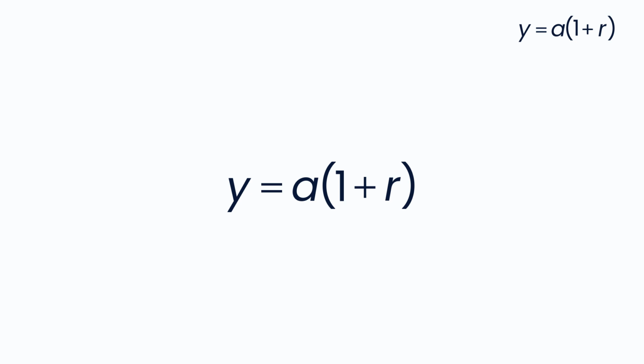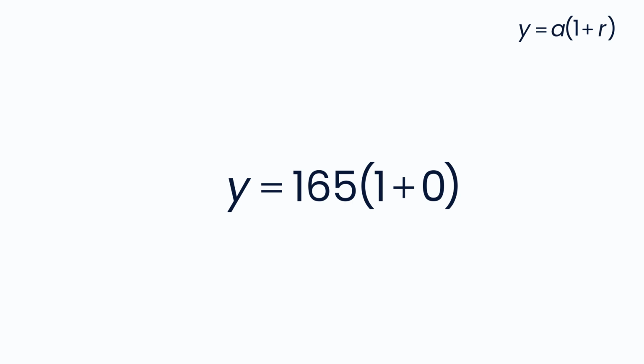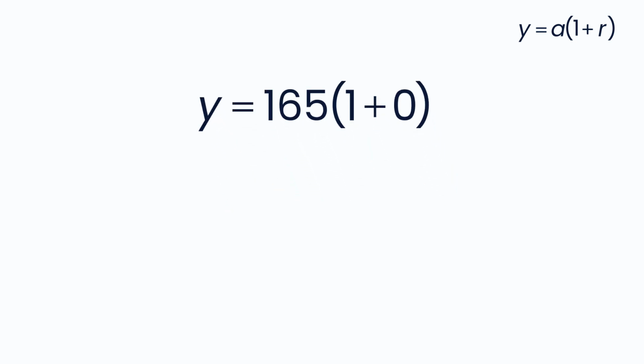The final amount, y, is your expected height on your 24th birthday. The initial amount, a, is 165, the height you measured on your 23rd birthday. The growth factor is given by 1 plus r, where r is the growth rate. The growth rate is equal to 0. 1 plus 0 equals 1. Therefore, the growth factor is equal to 1.